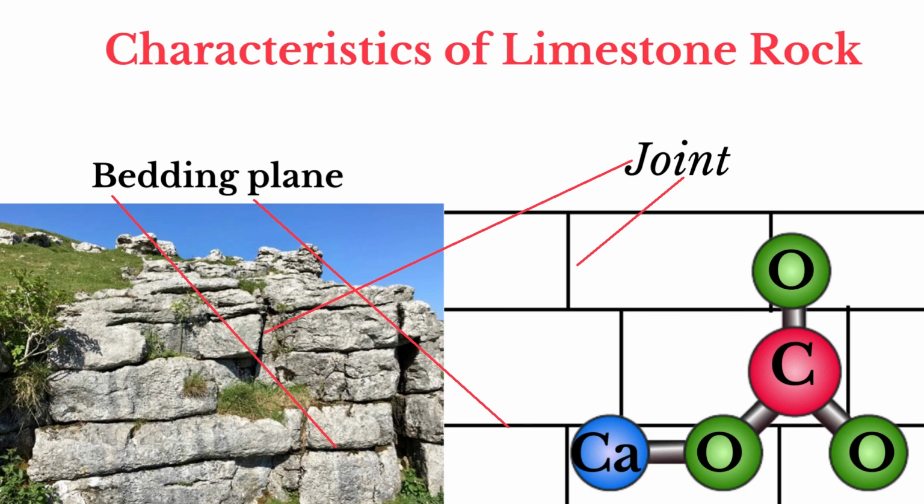Like other sedimentary rocks, limestone has a layered structure which represents the different periods of deposition. The horizontal line of weakness separating these layers are called bedding planes. Besides bedding planes, there are also vertical lines of weaknesses called joints. In addition to joints and bedding planes, many limestone rocks also contain faults, which are similar to joints except that the rocks are displaced along these fractures.